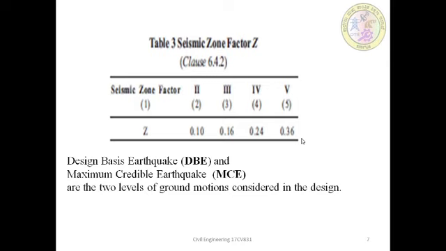Hence, MCE is much bigger than DBE. Even in the IS 1893 code book, the level of acceleration considered for MCE is twice that of DBE. So this is all about the ground motion characteristics as well as the seismic zonations and the two important design parameters, DBE and MCE.